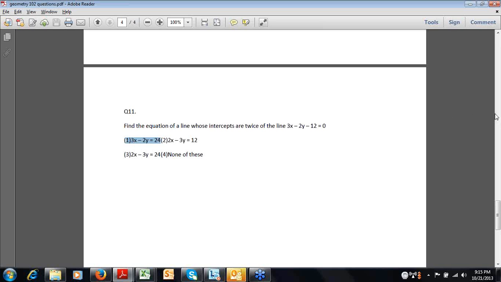Many of you are getting it right. So Shravya has got it right.